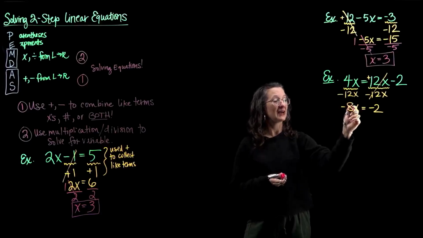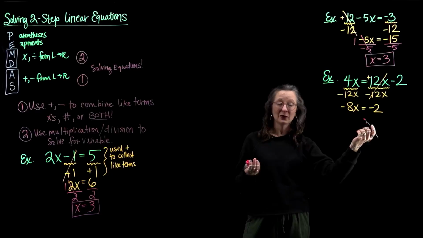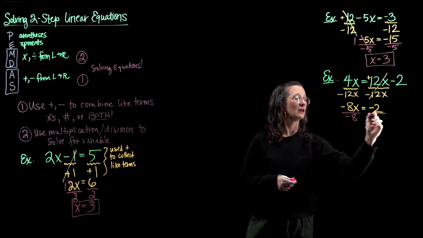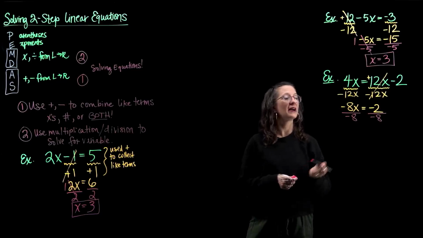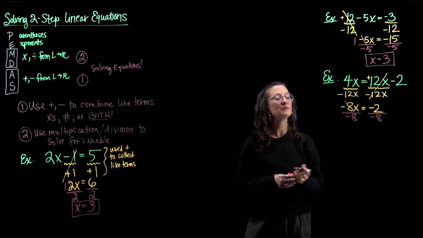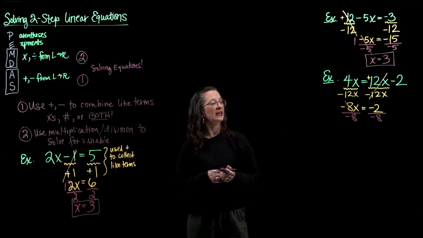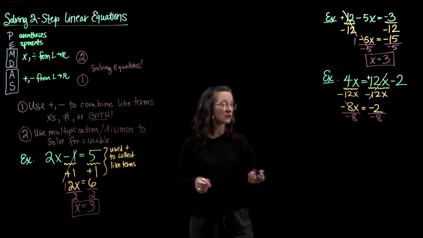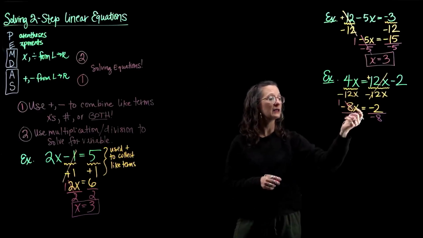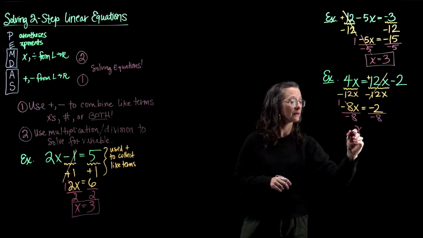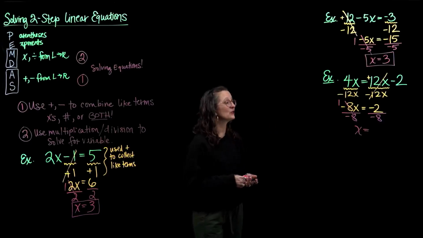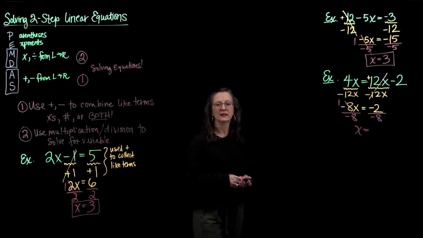So negative 8 times x. How do I undo that? With division. And what we divide one side by, we have to divide the other as well. The negative 8 in front of the x and the negative 8 in the denominator will cancel, leaving me with 1x or just x. On the right-hand side, I have negative 2 divided by negative 8.